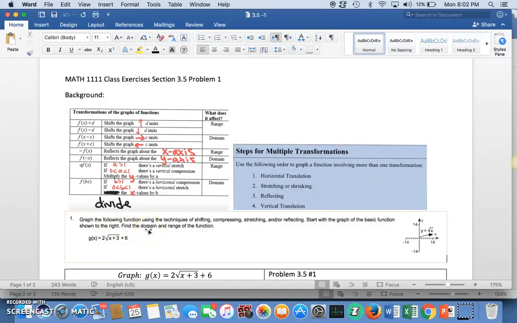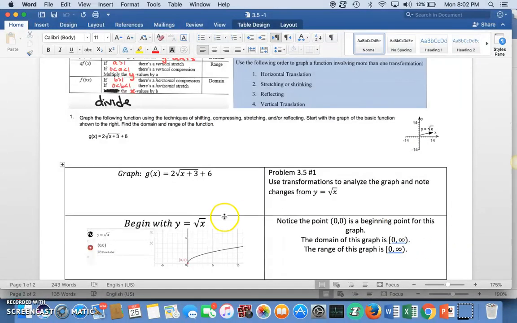And number 1 says to graph the following function using these particular techniques and then find the domain and range. Well, we want to analyze the transformations first. This is your function. The first transformation is your horizontal. The parent graph here is the square root of x. This is the way it looks. Its domain and range are both 0 to infinity. It starts and keeps going for x and for y.